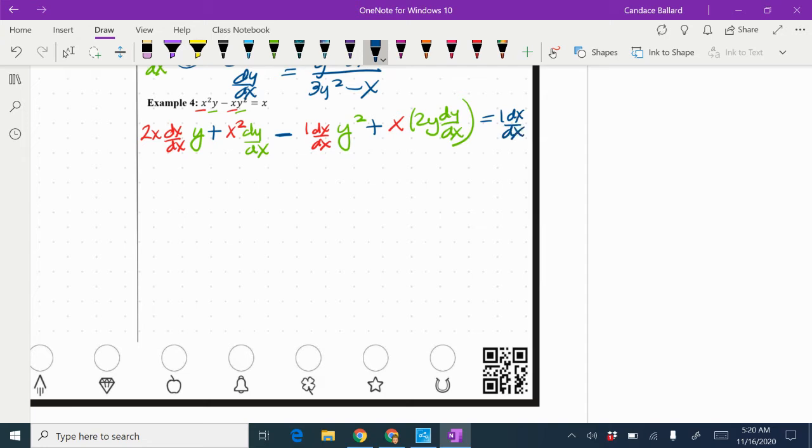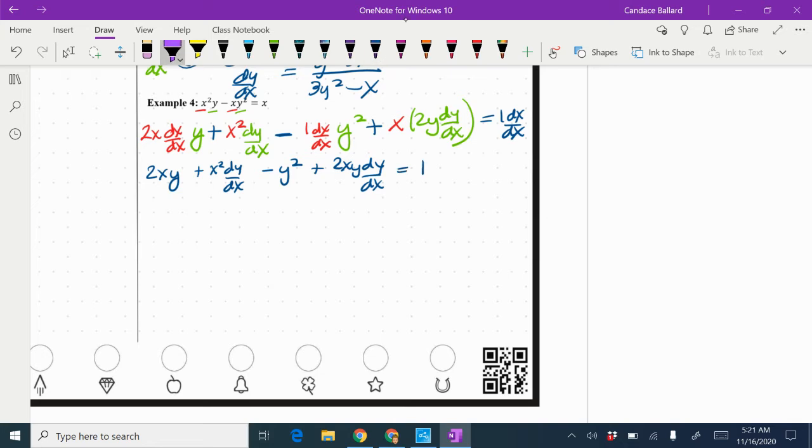I'm going to write a line to simplify that. So I'm going to get rid of all my dx/dx's and any ones that are hanging out. So I have 2xy plus x squared dy/dx minus y squared plus 2xy dy/dx, I just rearranged it a little bit, equals 1.